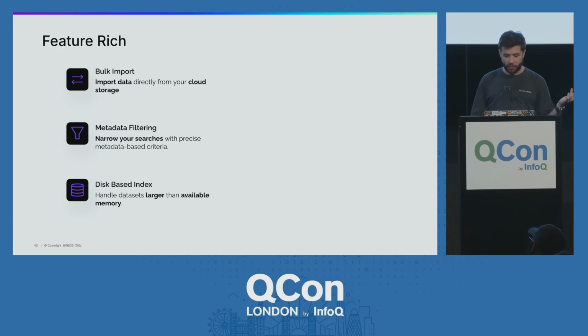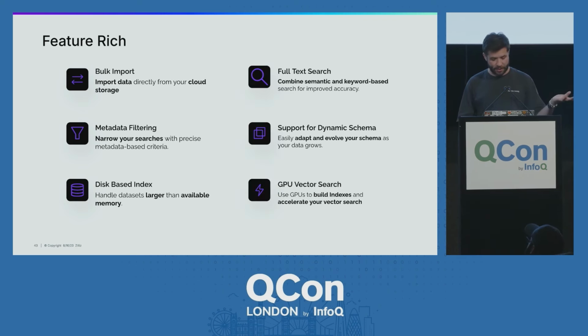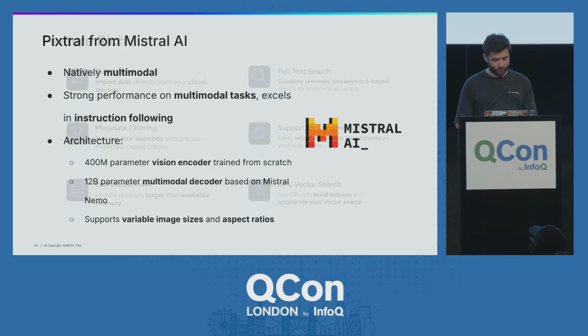And it has a lot of different features. So metadata filtering, I've mentioned it, bulk import, if you want to import a lot of data suddenly, disk-based index, full text search as well, and then GPU vector search. This one, actually, I love when I work with customers on this one. It's very useful. Just you need a lot of money, but apart from that, it's very useful and it's very fast. But yeah, GPU vector search, really, really good.